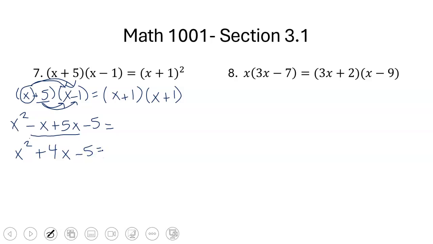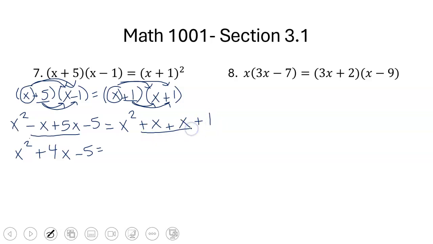Okay, so let's do our distribute FOIL on the right side. So I'm going to take the x and multiply it with everything in the second group. X times x is x squared because it's 2 x's. We're adding the exponents because it's multiplication. Then x times +1 is positive x. Then I'm going to take this +1 and multiply it with the second group. 1 times x is positive x, and then 1 times 1 is 1.